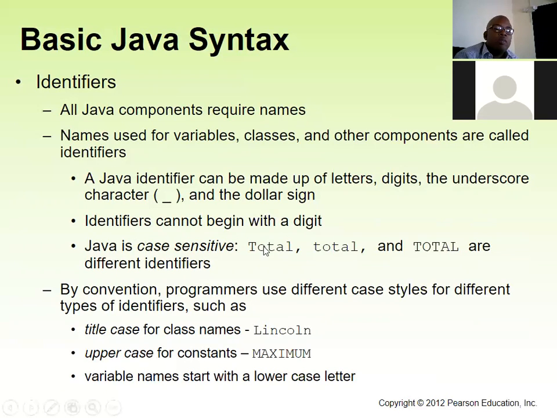Why? Because it starts with an uppercase letter. I remember I said by convention, names of classes start with uppercase letters. What that therefore means is that if you have a variable that is not a class, you want to make it lowercase. Anyway, by convention, title case is for class names, uppercase is for a constant, and variable names start with a lowercase letter. You cannot start an identifier with a number. It has to start with a letter, okay?